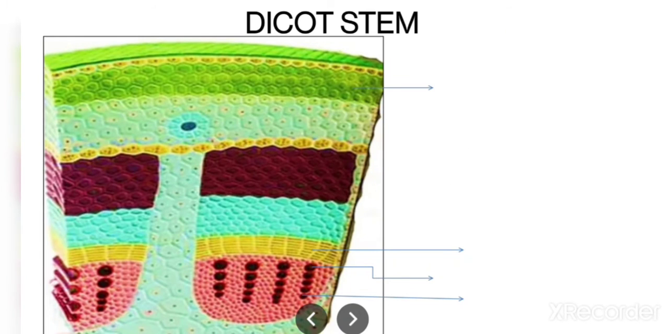Now, if the name was not given, how could you have recognized that this is a stem or a root? Well, the answer is very simple. You just need to look here. This is the cambium, and cambium will be present only in case of dicots. Fine. Then how do we know that this is a stem? By looking at the vascular bundles, we can clearly judge that the vascular bundles are not radial. We have radial vascular bundles in the root.